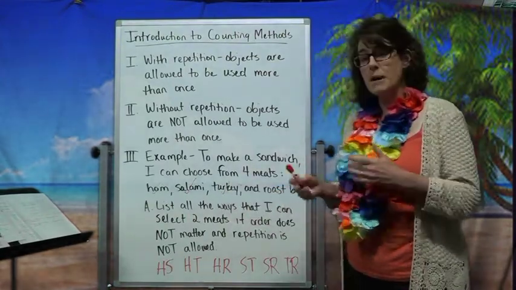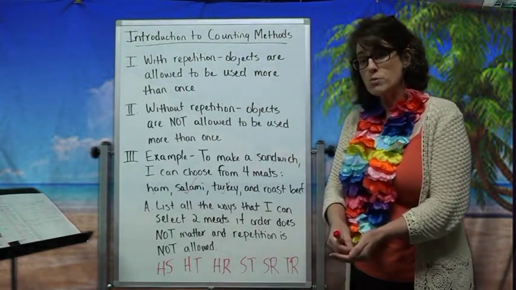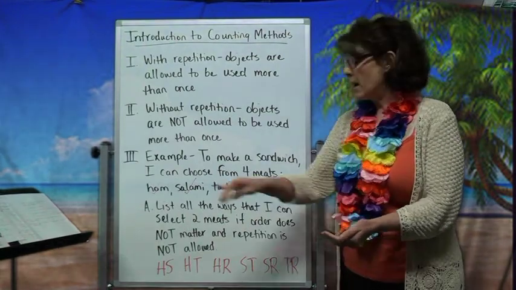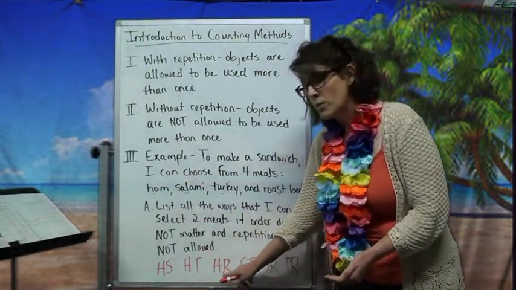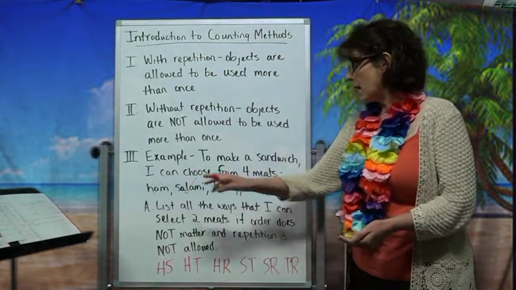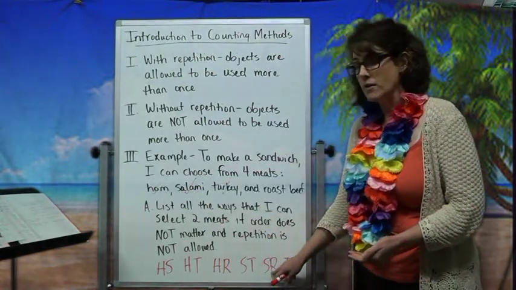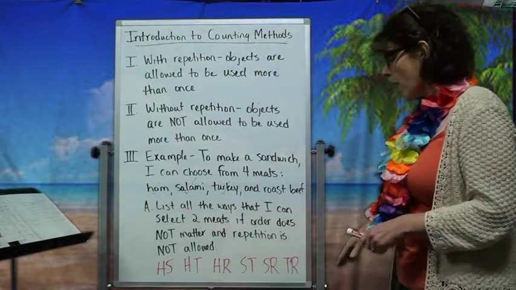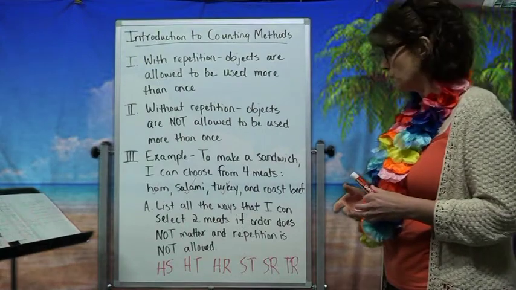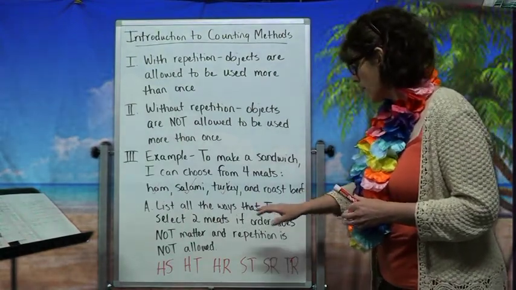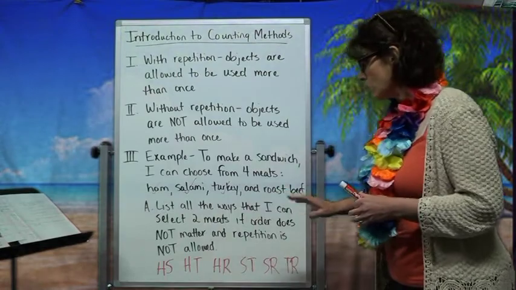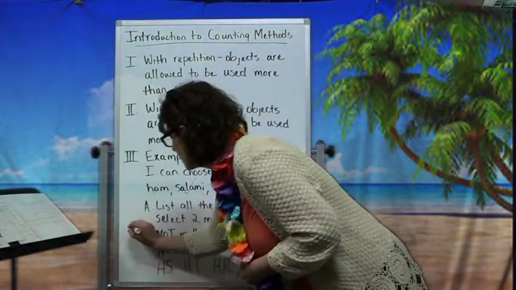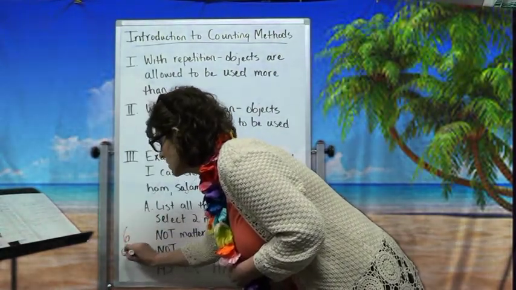Now, roast beef is my next selection, but if I choose roast beef and repetition is not allowed, then that means that roast beef would combine with ham, but I've already done that right here with ham roast beef. Roast beef can combine with salami, but I already did that right here. And roast beef can combine with turkey, but I already did that right here. So here's all the options that I have for selecting two meats, and order not mattering and repetition not being allowed. So I've got 2, 4, 6 options here, or 6 combinations that can be made.